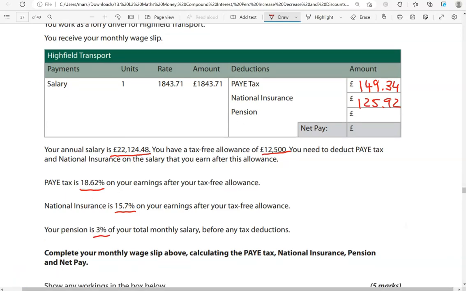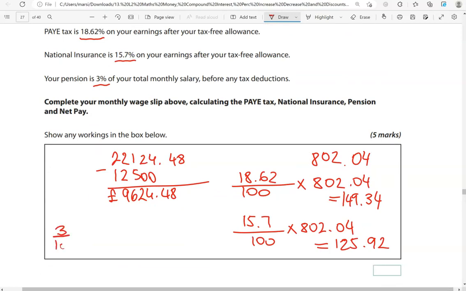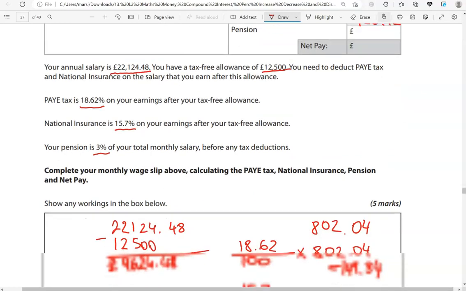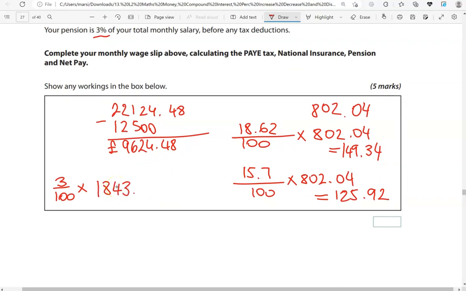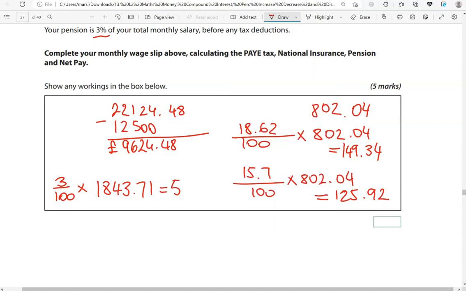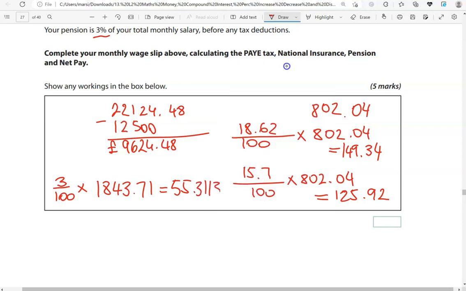And pension, that is 3% of the total monthly salary before any tax deduction. So that is 3%, which is 3 out of 100 of the amount, 1,843.71. So again, using a calculator, we do 3 divided by 100 times 1,843.71 gives us 55.3113. So £55 and 31 pence.